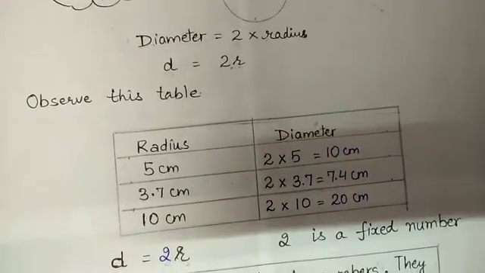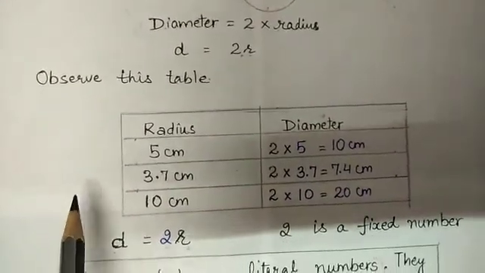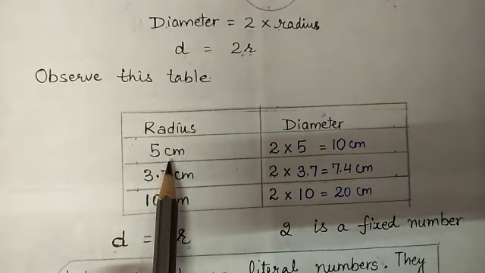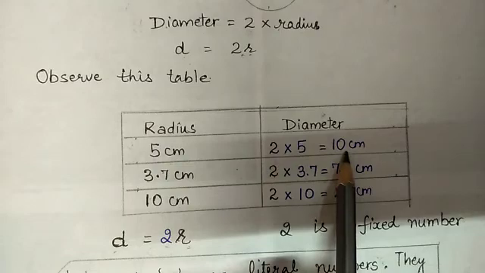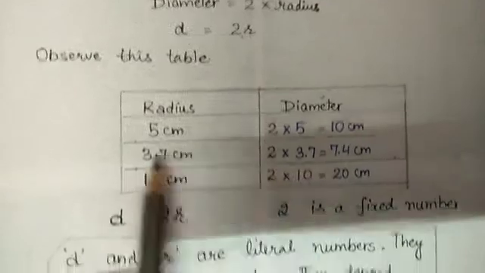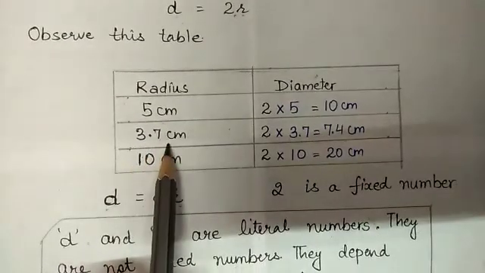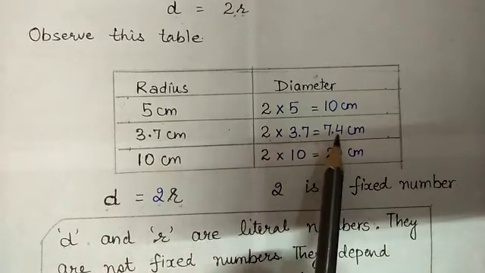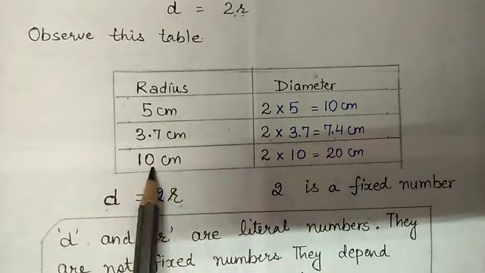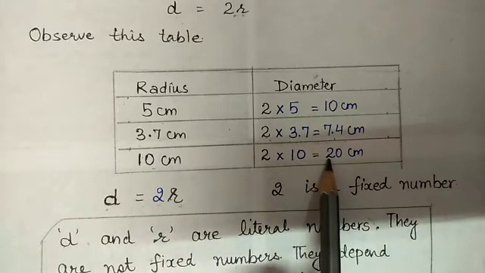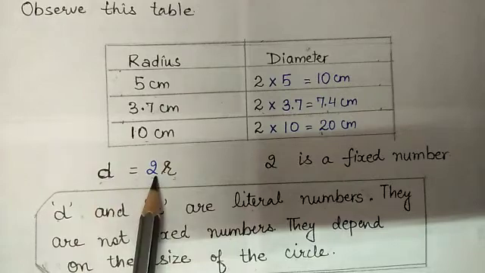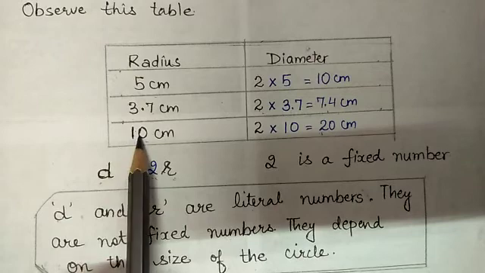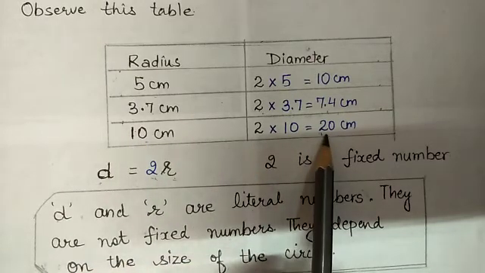Now observe this table. If radius is 5 centimeter, diameter becomes equal to 10 centimeter. If radius is 3.7, diameter becomes 7.4. Radius is 10, diameter is 20. What is going on? d is equal to 2r. Every time whatever the radius is taken, diameter becomes its double.